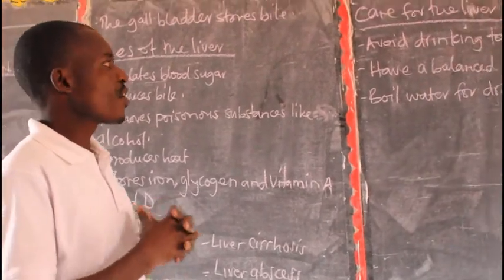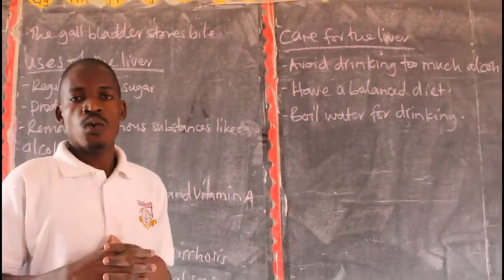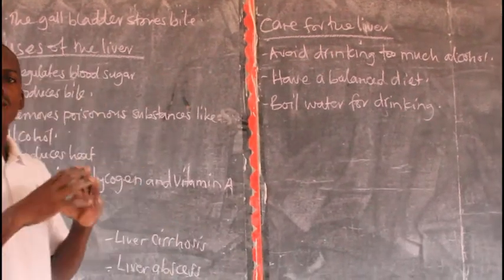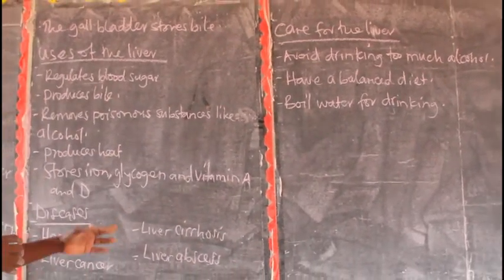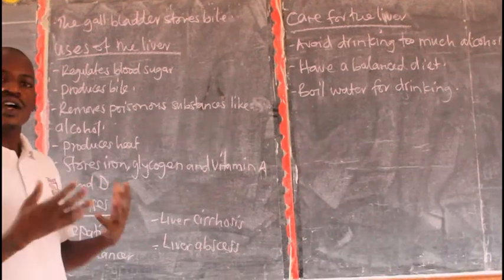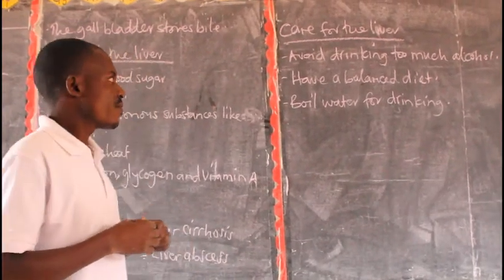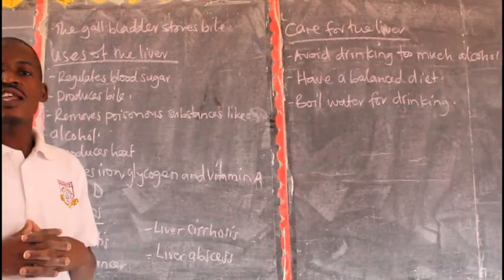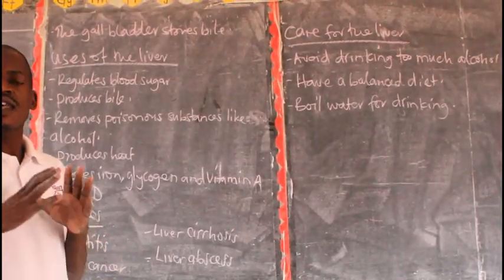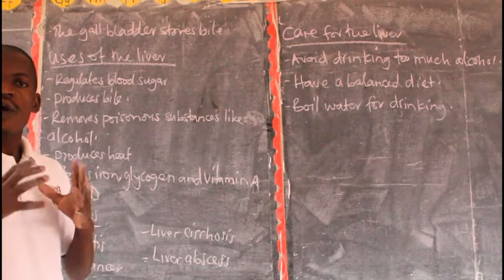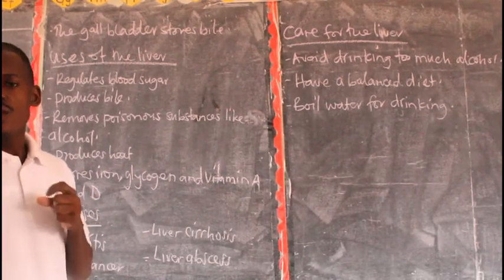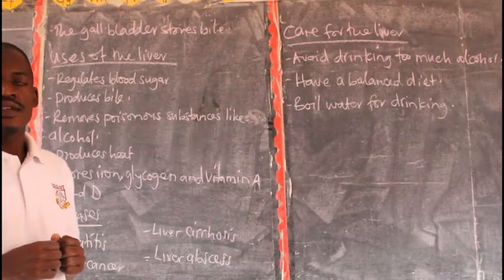One, we can avoid drinking too much alcohol. As we see, alcohol is very dangerous, it can cause liver cirrhosis. We can avoid alcohol to ensure that we have a healthy liver. Then have a balanced diet. A balanced diet is very key in our lives. For every body organ we are talking about, we see we need to have a balanced diet.